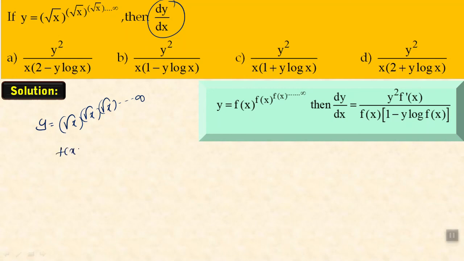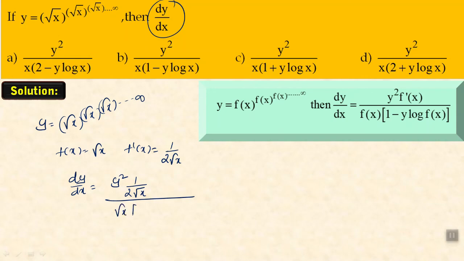Here consider f of x is equal to root x, then f dash of x is equal to d by dx of root x, which is 1 by 2 root x. Now dy by dx is equal to y square into f dash of x, that is 1 by 2 root x, divided by f of x, which is root x, into 1 minus y into log of f of x, that is log root x. This equals y square by 2 into root x whole square, that is x, into 1 minus y into log of root x, which can be written as x power 1 by 2.